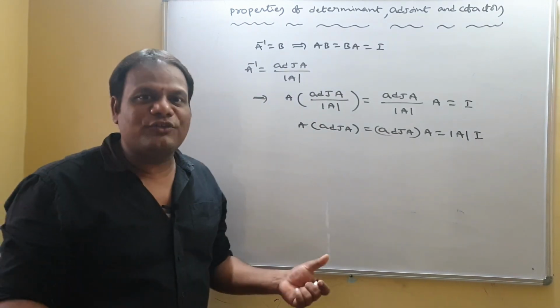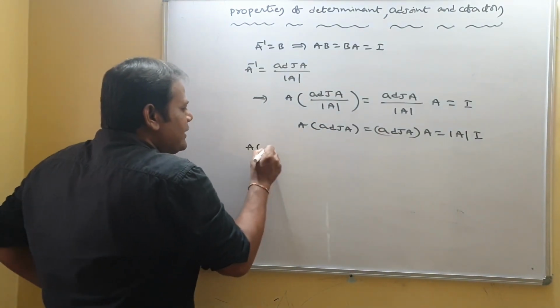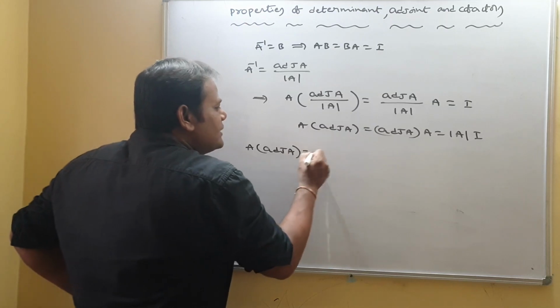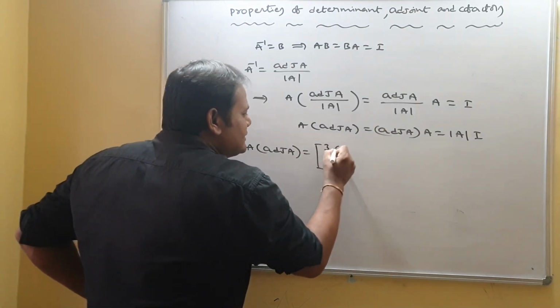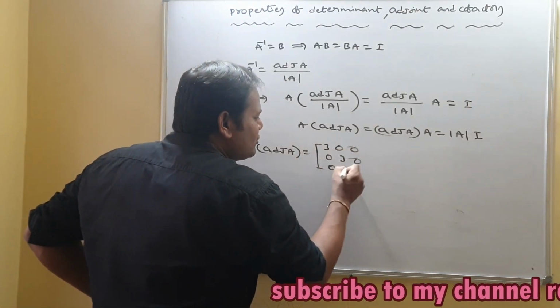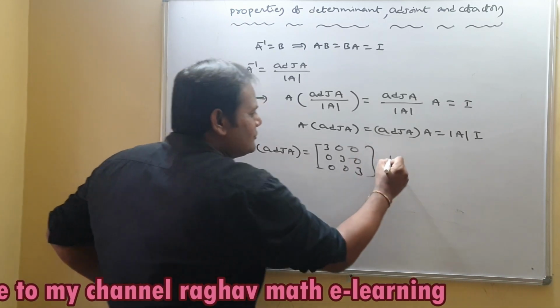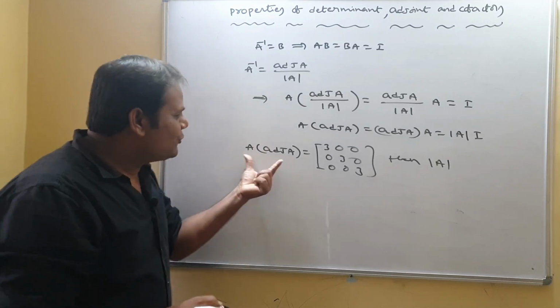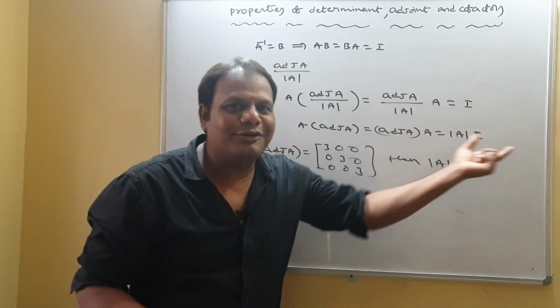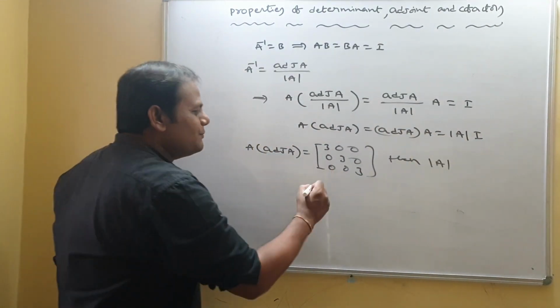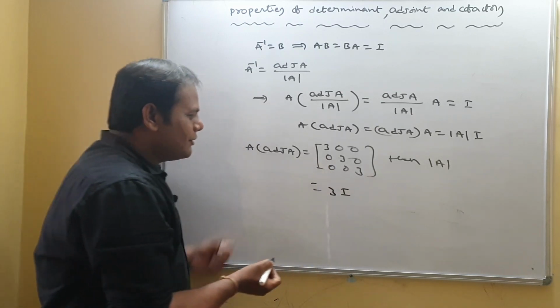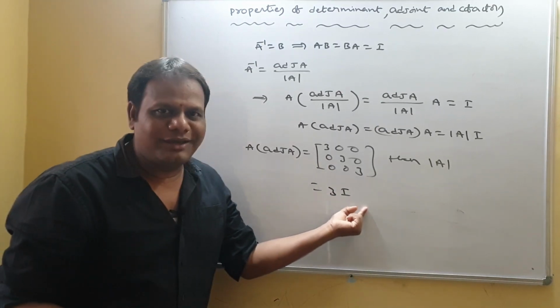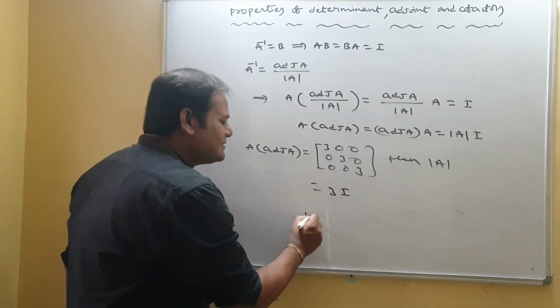Okay. So in some questions they give you A into adjoint A is equal to the matrix 3 0 0, 0 3 0, 0 0 3. They can ask you then what is det A? So if you know A into adjoint A is det A into I, easily you can give the answer. So can I write it as 3I? Now A into adjoint A equals det A into I. What is det A? Yes. So the answer is 3.